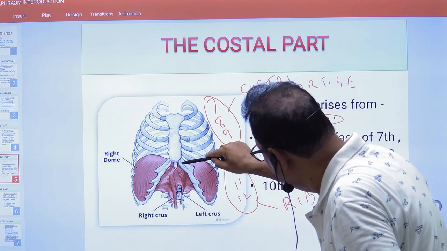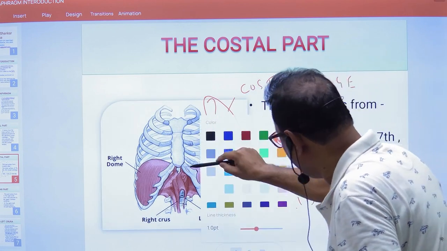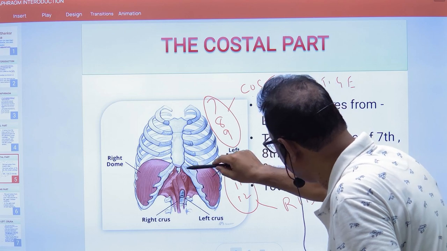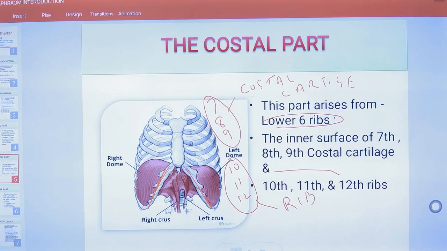These are the ribs, and this is the lateral margin where the ribs are coming out.